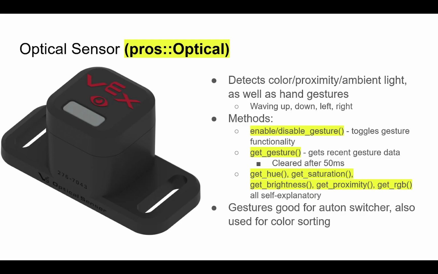Get gesture gets recent gesture data. This is cleared after 50 milliseconds. Get hue, get saturation, get brightness, get proximity, and get RGB are all self-explanatory. The gesture functionality is good for something like an auton switcher, and getting hue and RGB and all those other things is pretty good for something like color sorting different field elements.